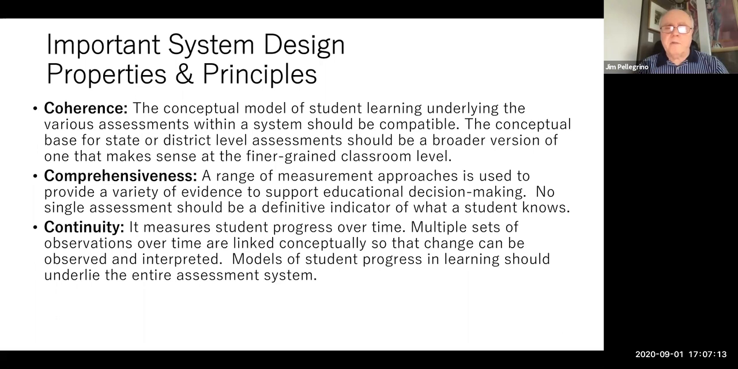By comprehensiveness, we mean that a range of measurement approaches are used to provide a variety of evidence to support educational decision-making. No single assessment should ever be a definitive indicator of what a student knows. And continuity means that the system measures student progress over time, using multiple sets of observations over time that are conceptually linked so we can observe change and interpret the nature of that change over time and with instruction. And this means that models of student progress and learning should underlie the entire assessment system.